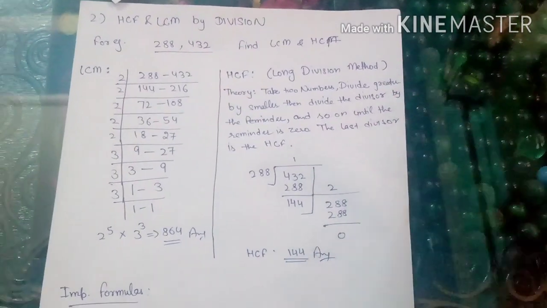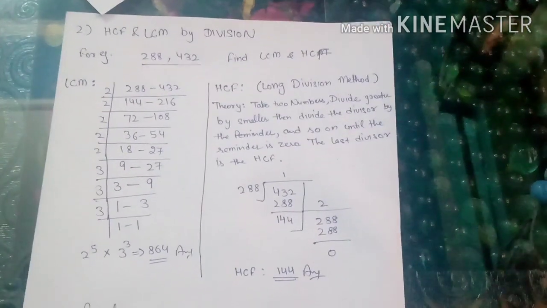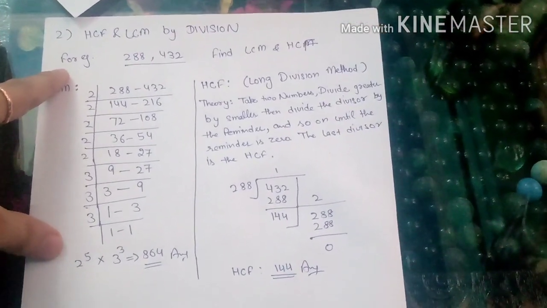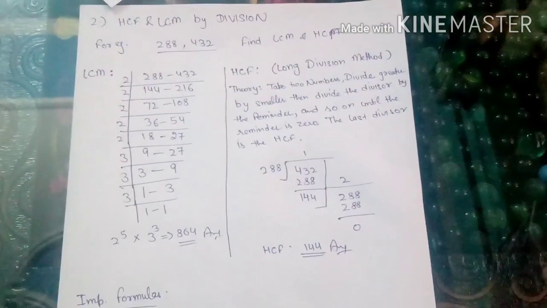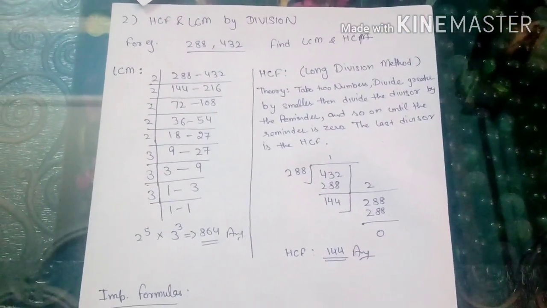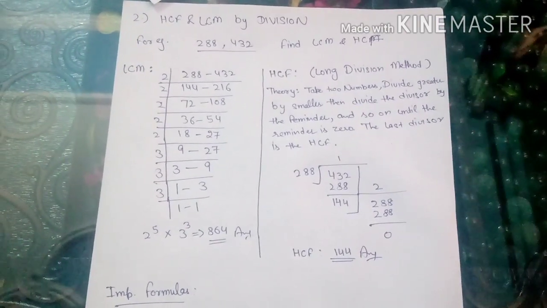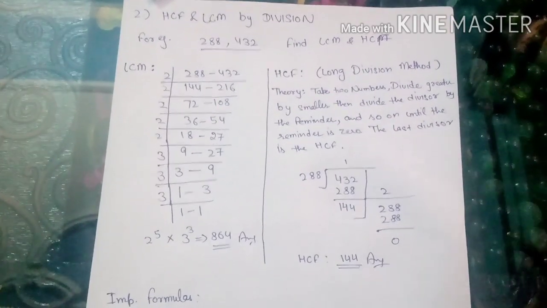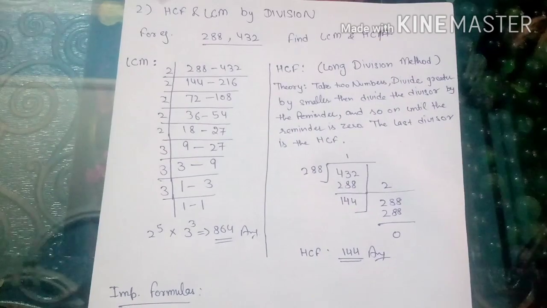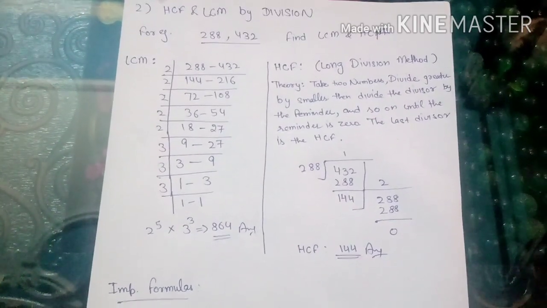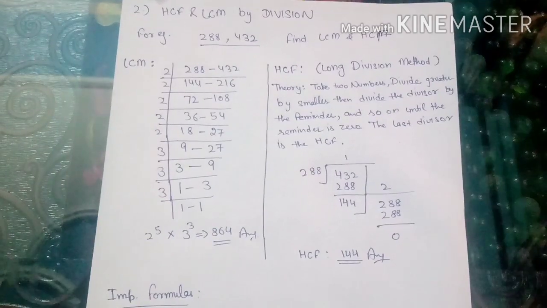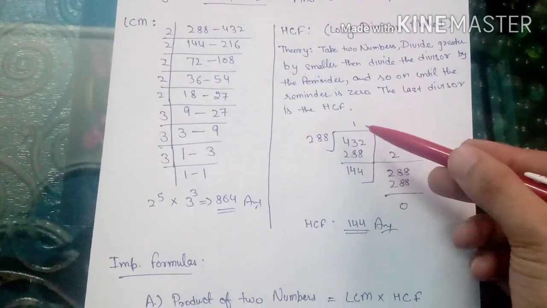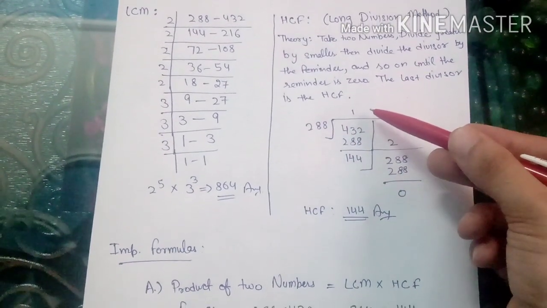Okay, so going to the SCF. This is basically the long division method, which is commonly used in SCF calculation. So what does the theory say? The theory says you have to take two numbers, divide the greater number by the smaller number, then divide the divisor by the remainder, and so on until the remainder is 0. The last divisor is the SCF. For example, two numbers are given, 288 and 432. 288 is smaller and 432 is greater. So 288 will divide 432. Starting with 288, once is 288. We have written the 1 here.